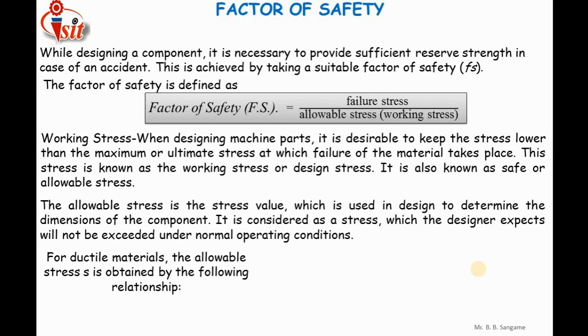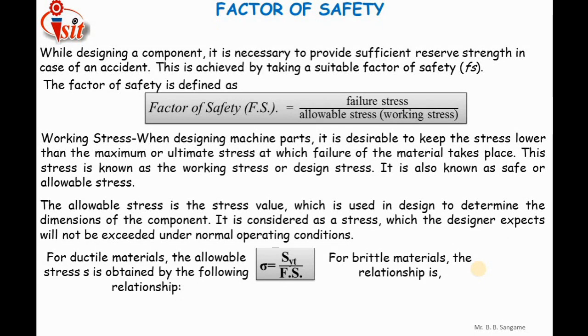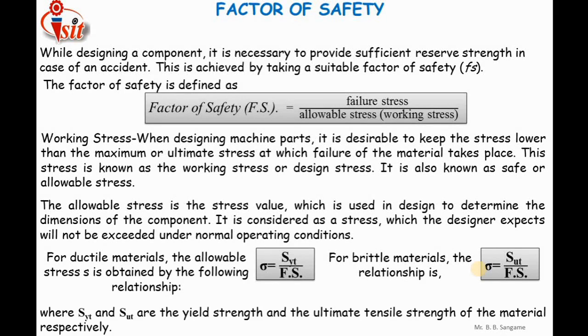For ductile materials, the allowable stress is obtained by the relation sigma equals SYT divided by factor of safety, where sigma is the allowable stress and SYT is the yield strength in tension. For brittle materials, the relation is sigma equals SUT divided by factor of safety, where again sigma is the working stress, or also called the allowable stress, and SUT is the ultimate tensile strength. So SYT and SUT are the yield strength and ultimate strength of the materials, which are respectively used for the ductile material and brittle material.